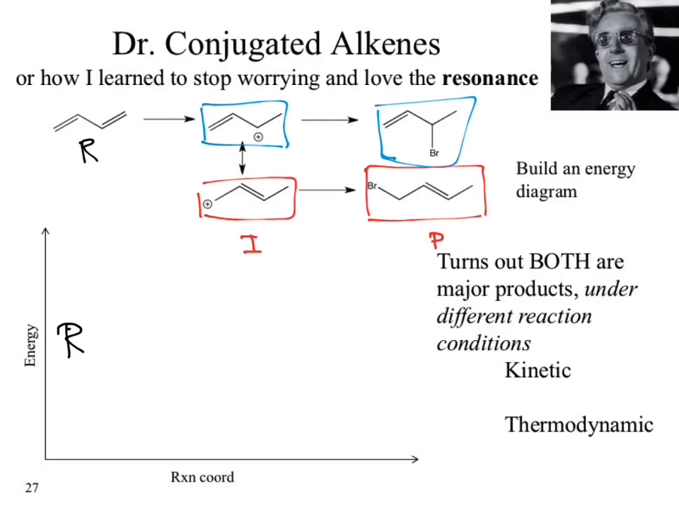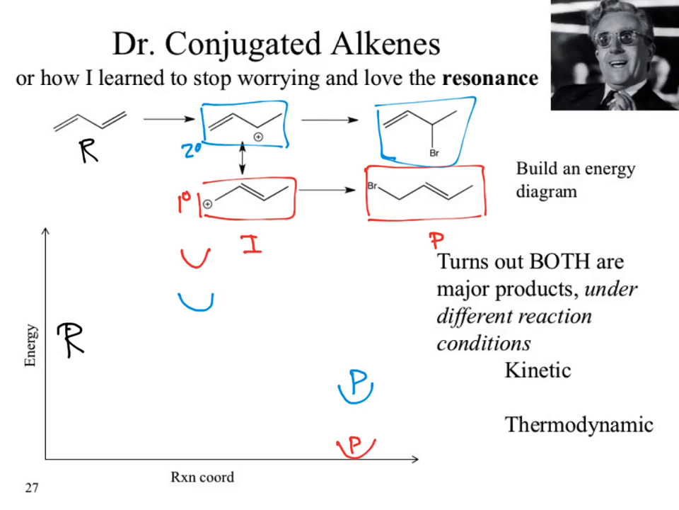Okay, if we look at our intermediates, red versus blue, the red intermediate is higher in energy because it's a primary carbocation. The blue intermediate is a secondary, so it's lower in energy. If we go through to look at our products, the red product is lower in energy than the blue because it is a more substituted pi bond. So there's our red product. Our blue product is slightly higher in energy.